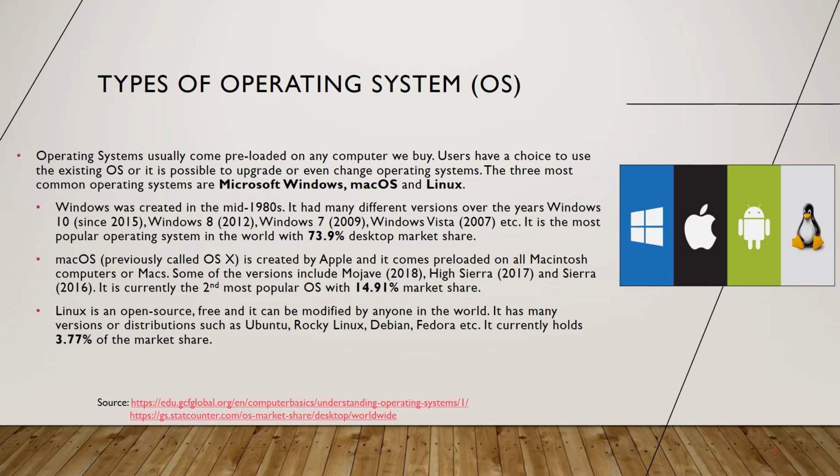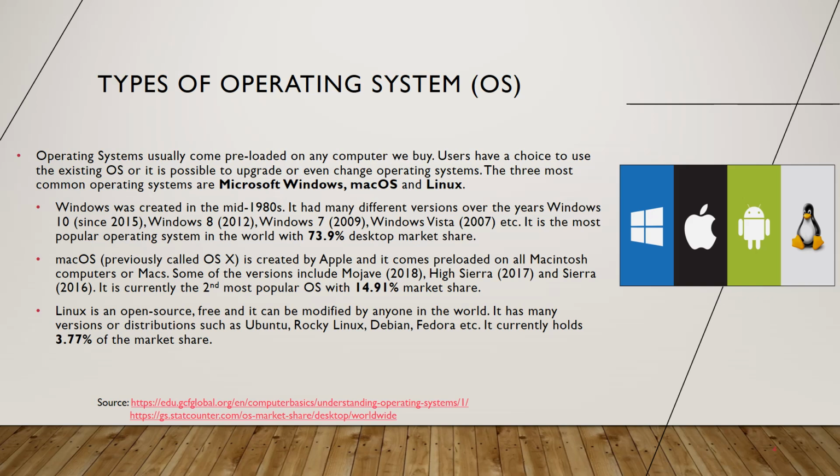And finally, what we have been learning in our earlier tutorials, the third most common or most popular operating system is Linux, which is, as we know, open source, free, and it can be modified by anyone in the world. It has many versions, as we studied earlier, or distributions, such as Ubuntu, Rocky Linux, Debian, Fedora, etc.